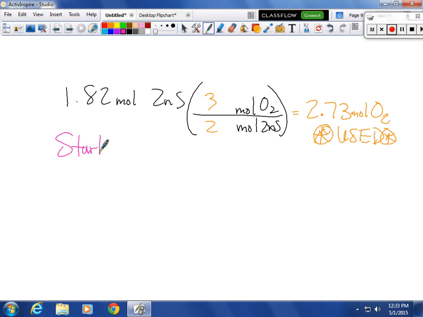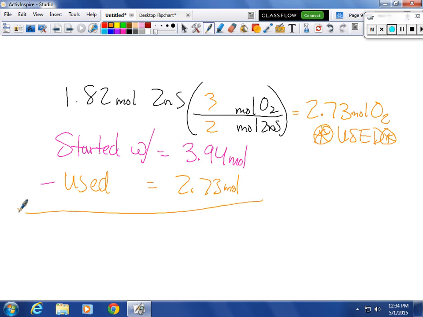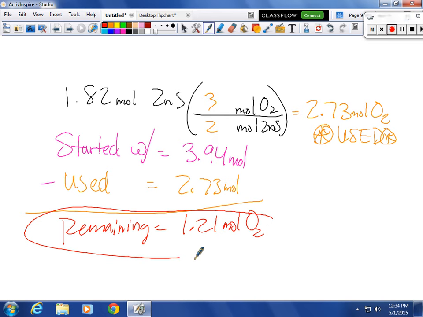Okay, and so then it's just simple from there. Again, notice I always do the same setup: started with, minus used. Started with was how much? 3.94 moles. And then I used 2.73 moles. And it's all going to give me my remaining, which is 1.21 moles of O2. Pretty straightforward, right?